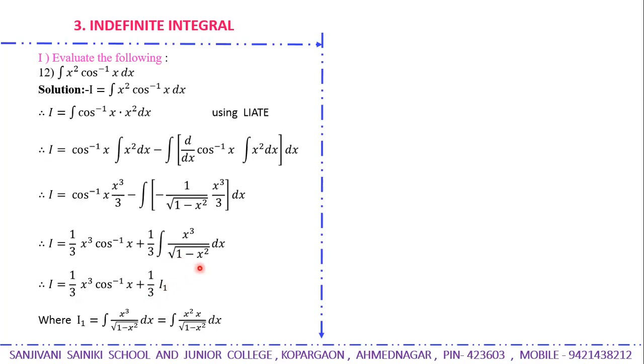Okay, how to solve it? What we will do, this x cube I will write as x square into x. Then we use the substitution 1 minus x square is equal to t. So x square is equal to 1 minus t. And what is dx? x dx is minus dt upon 2. Use these values in this integral, you will get integration of 1 minus t upon root t into minus dt upon 2.